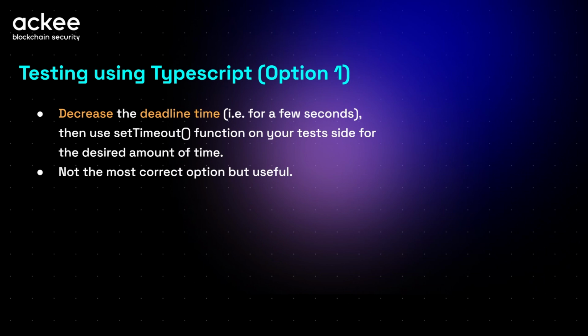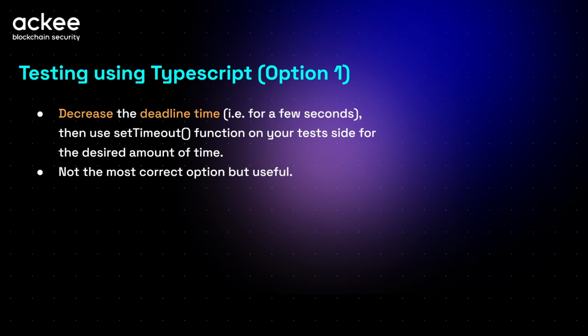The second part is about testing using TypeScript. I split this into two options, as it might be pretty challenging to move forward in time when writing the TypeScript test with the Anchor framework. The first option I have specified here is to decrease the deadline time. So instead of using some big numbers of seconds for the deadlines, for example 7 days, months, and so on, you can specify it for a few seconds.